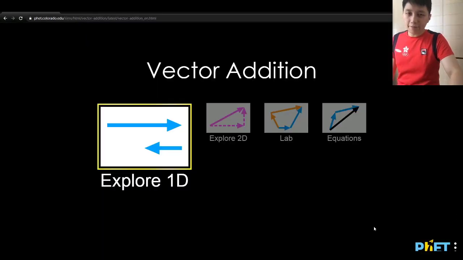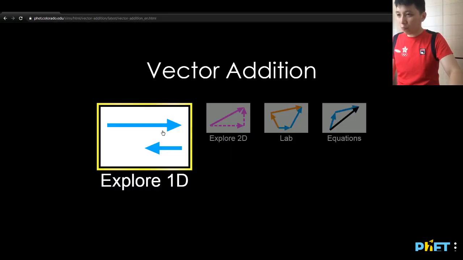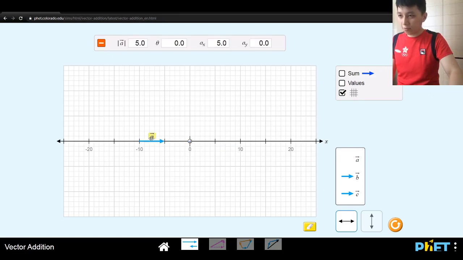PHET also made a very good simulation for vector addition, so let's just take a look very quickly. So first we start with 1D, and well, what do you expect? I mean, if you try to pick two vectors together, you can actually find the sum. So this one is the sum, and if you change one of them, then the sum of course will change. So if you have one which is 5, the other 5 go in opposite direction, then the sum will simply be 0. So you can see you just like adding two numbers together.